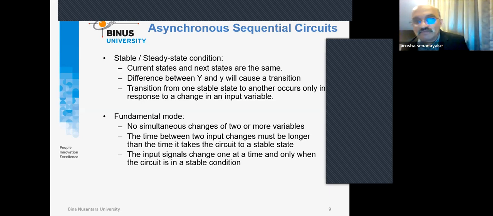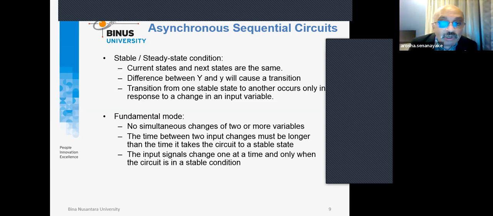So of course, what we call basic mode or fundamental mode is, as you can see, no simultaneous changes of two or more input variables. Very, very important. The time between two input changes must be longer than the time it takes the circuit to reach a stable state. That is what I explained to you a short while ago. You can't change the input so suddenly, because we have to carefully monitor the change of the state.